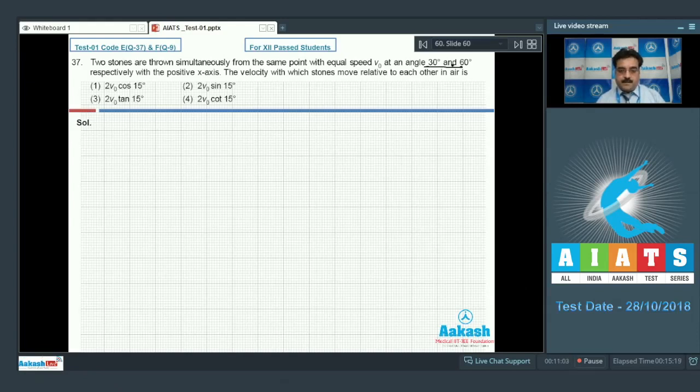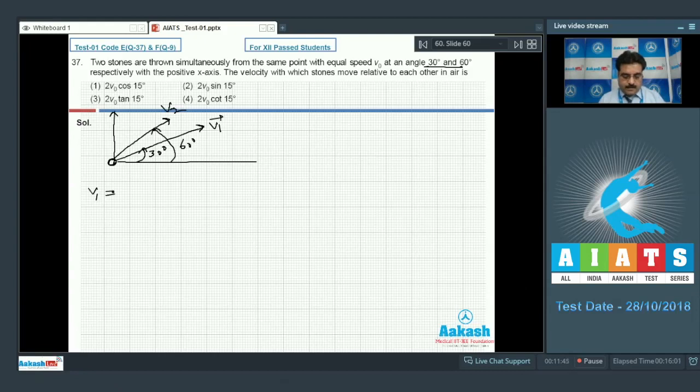Respectively with the positive x-axis, the velocity with which stone moves relative to each other in air. So if I make the diagram, suppose point 2 is the point of projection and this is x-axis, this is y-axis. So if I consider the velocity of first one is v1 with vector, and according to the problem angle of projection is 30 degree, and the second one if I write by v2, then angle will be 60 degree, right?